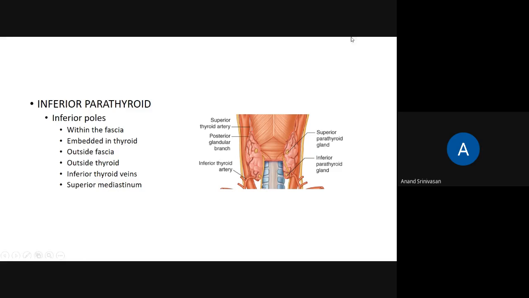Now coming to the inferior parathyroid gland. It is not in a constant position, unlike the superior parathyroid. The position of the inferior parathyroid varies. Sometimes it is within the thyroid fascia, sometimes inside the thyroid but outside the fascia, sometimes even outside the thyroid as well. Sometimes close to the inferior thyroid veins, or sometimes very close to the thymus, that is the superior mediastinum.